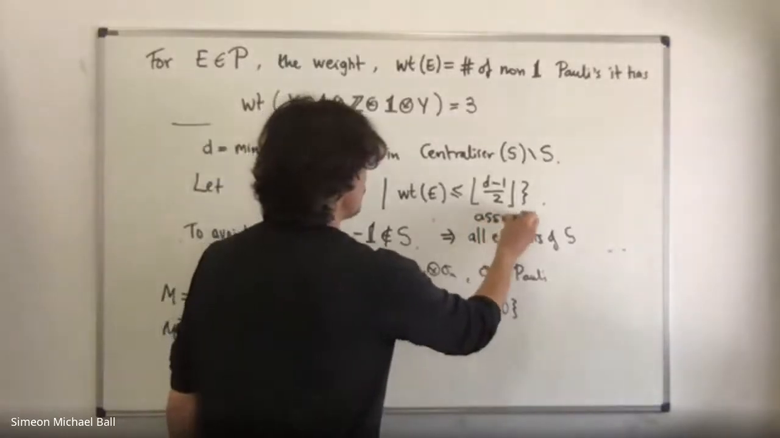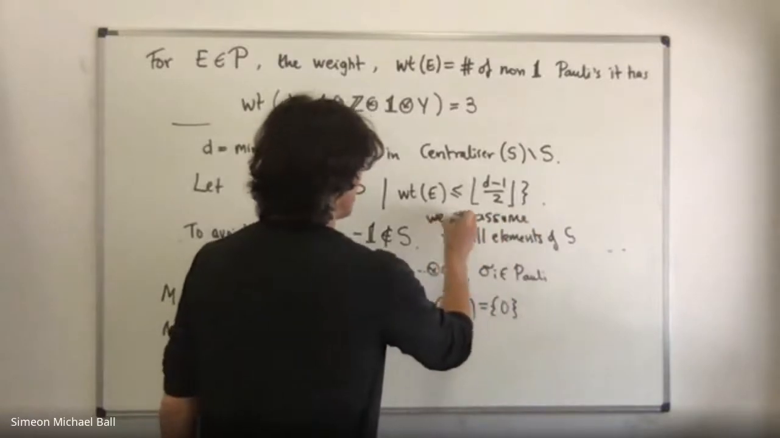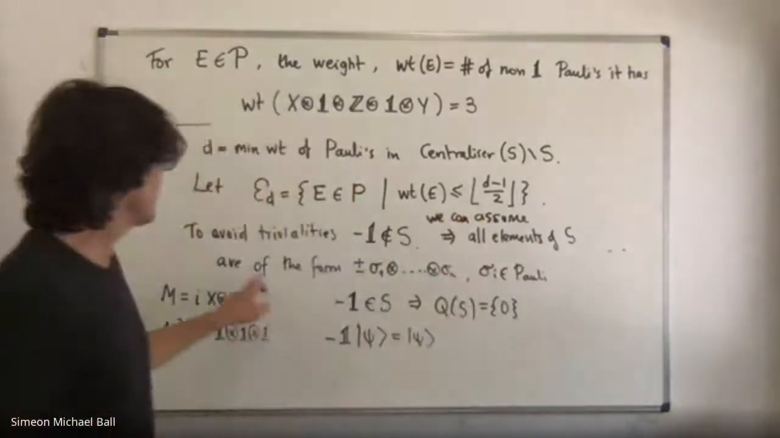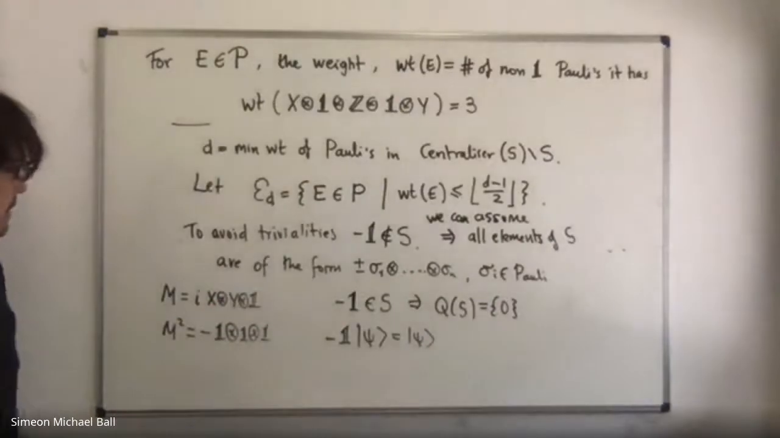Okay, so we can't have that. So it implies we can assume all elements of the form plus or minus. Oh, okay, because if you have an I or a minus I, you have to get minus I, which is not okay. I see.